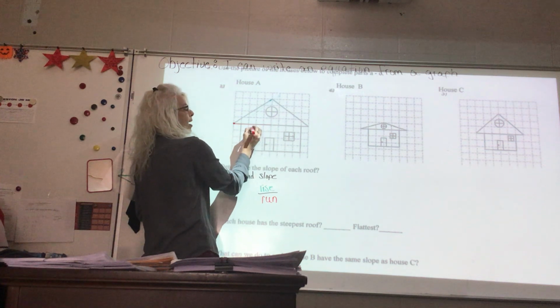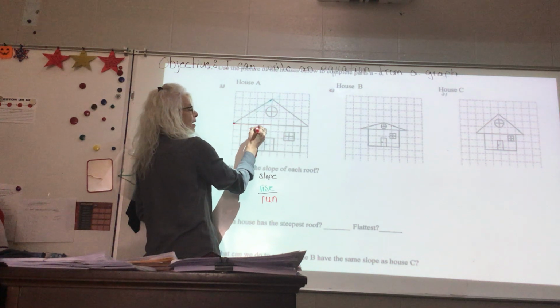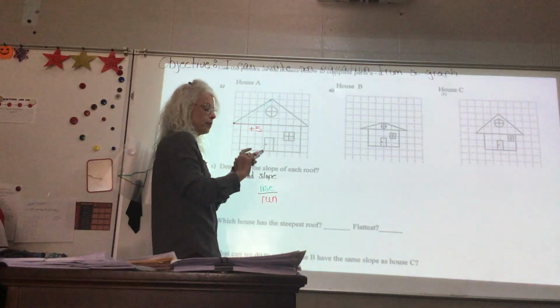So I had to go to the right, positive, and I had to go through 1, 2, 3, 4, 5 squares. Some of you are not paying attention. Jamarian, sit up.